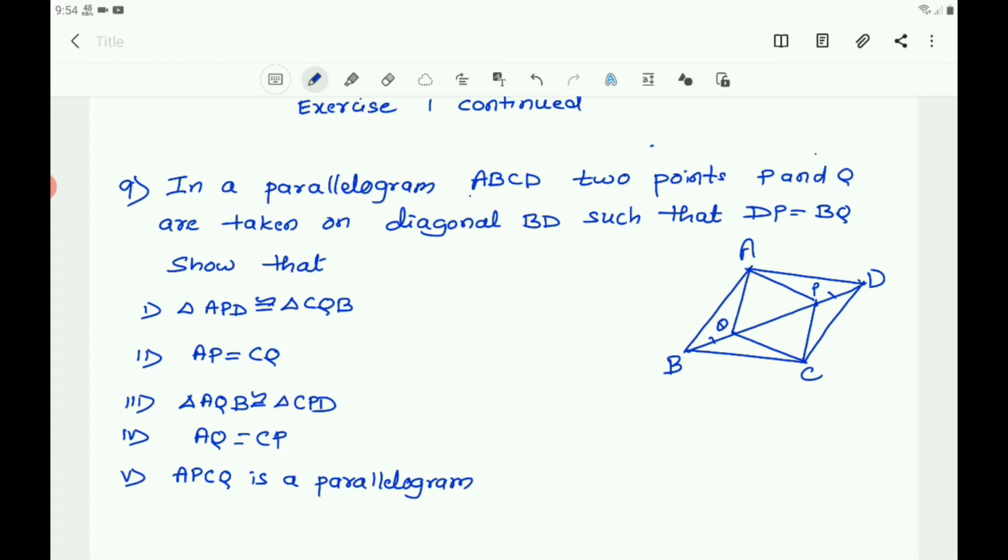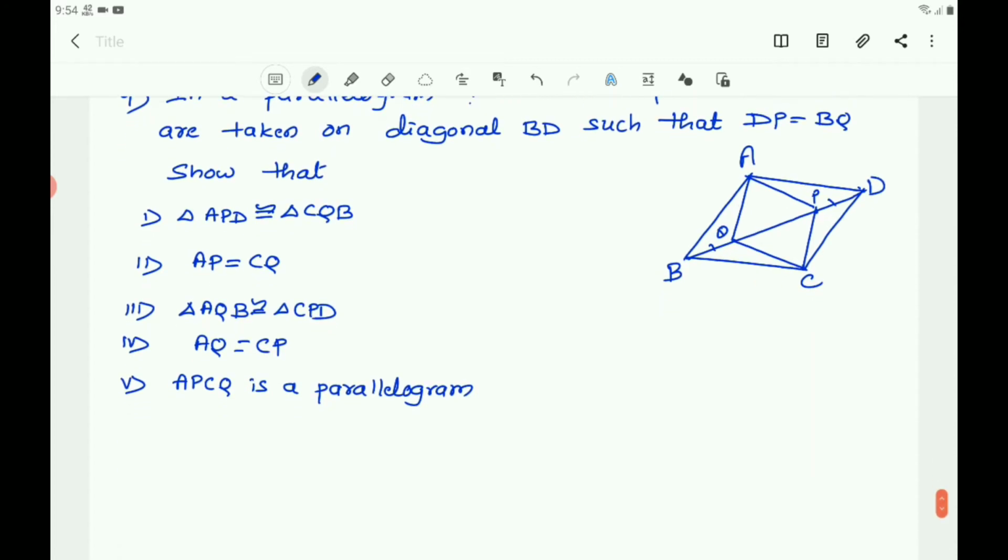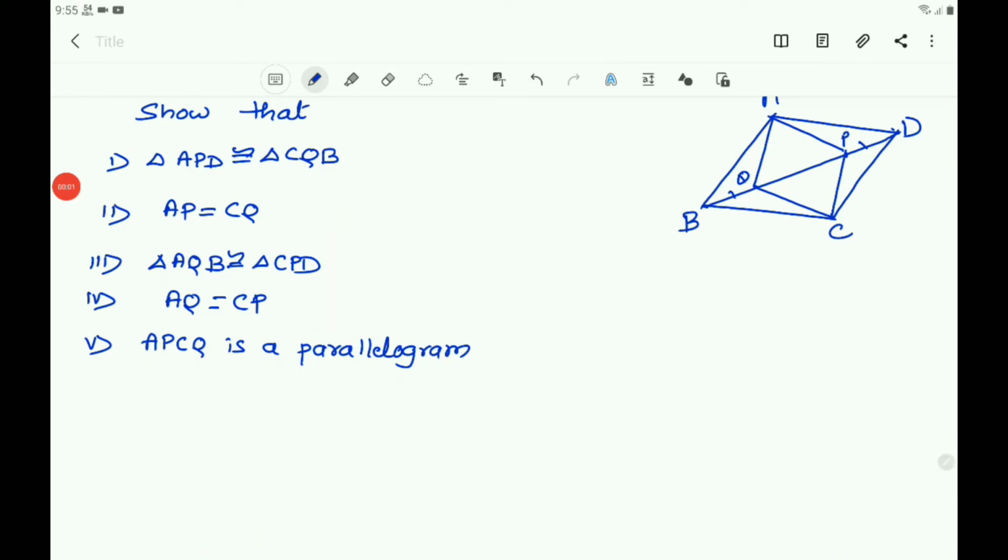Now what is given here? It is given that ABCD is a parallelogram, and also on a diagonal BD, 2 points are taken in such a way that DP equals BQ. Now let us prove one by one. So you write solution.